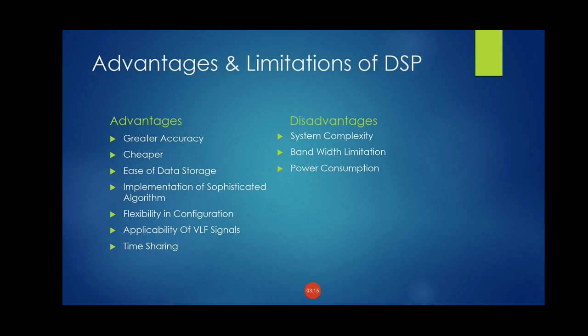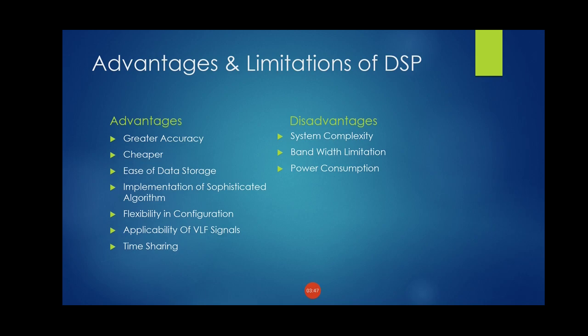Number 4 is implementation of sophisticated algorithms. As we proceed further with this subject, we will come across a few algorithms which are used by a digital signal processor. Now, DSP allows us to implement sophisticated algorithms which are not possible in its analog counterpart. We will study a few algorithms later.